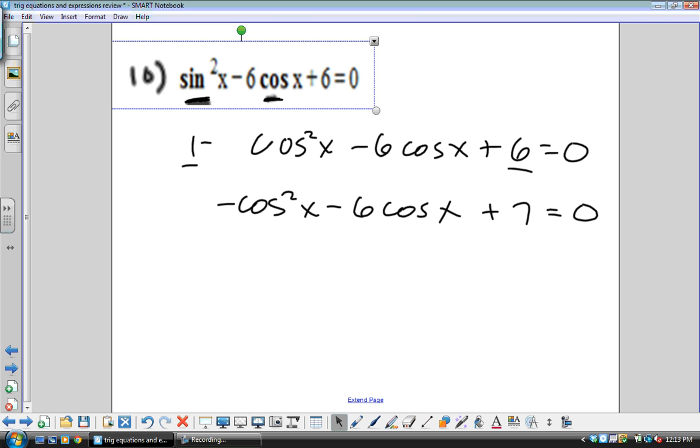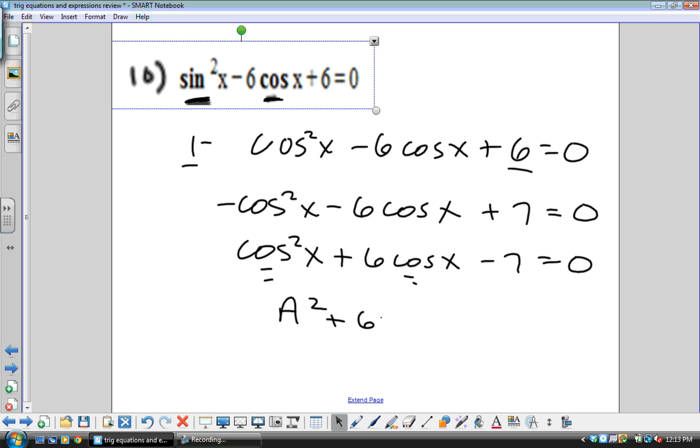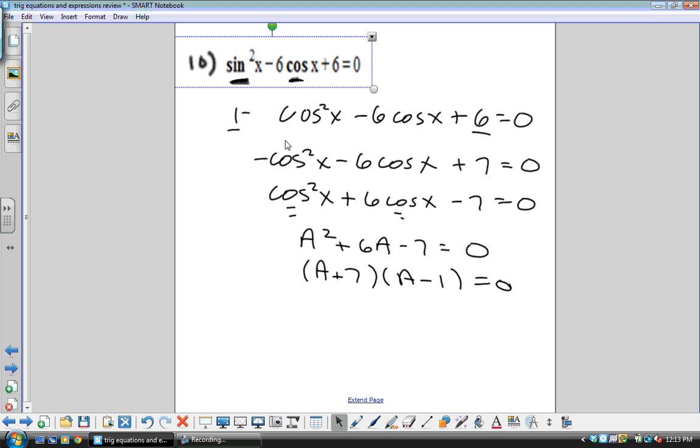Okay, now let's get rid of the negative, so let's just distribute a negative through. So it can be nice and positive when we factor it. Now let's use our substitution. So now we've got here a nice quadratic form. So we do a squared plus 6a minus 7 equals 0. Factors of 7 that subtract to give me 6 would be 7 and 1. Notice we didn't have a leading coefficient right here, so I didn't have to split it. So now this is going to be plus 7 and minus 1. So we're going to get a is equal to negative 7 and a equals 1.